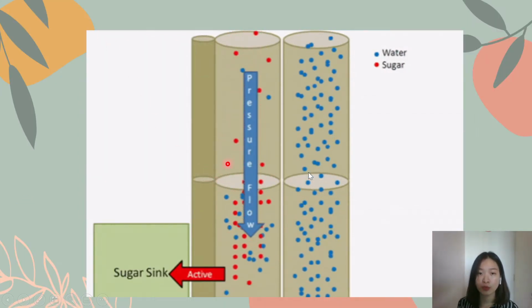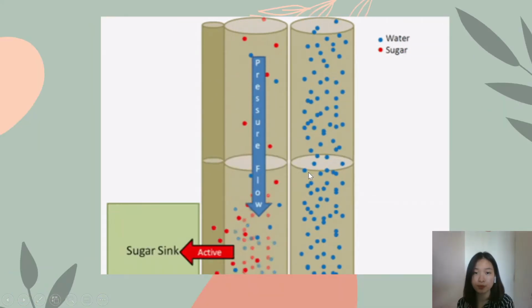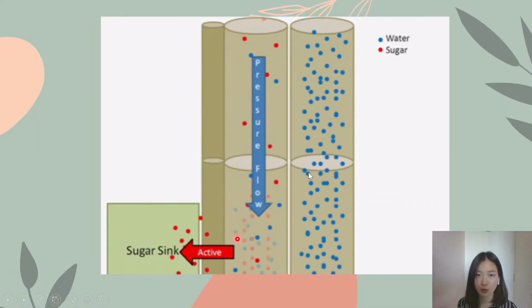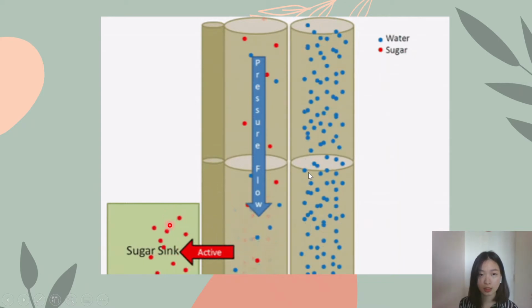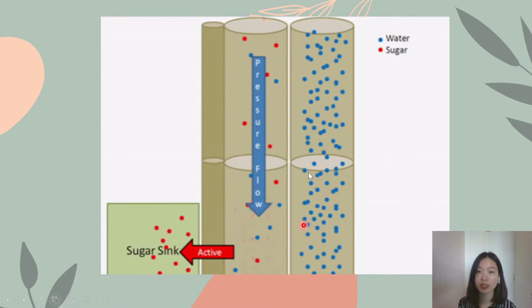And when the fluid reaches the area near the sink, the sucrose molecule will diffuse into the sink through active transport. At the same time, the water molecule will diffuse back into the xylem through osmosis.